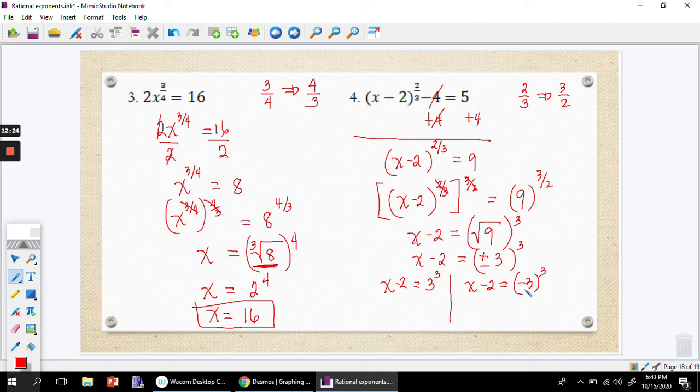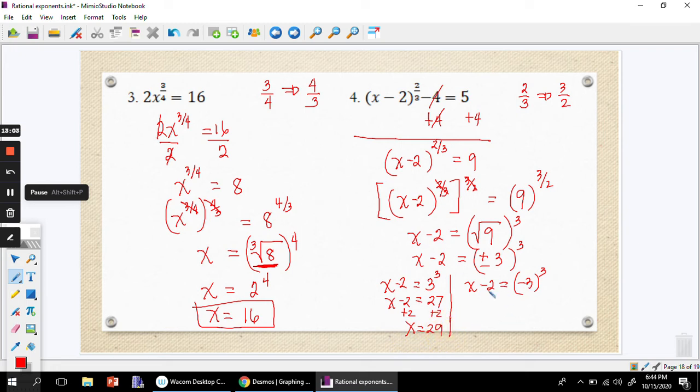Right? I put parentheses for negative 3 because negative is also raised to 3. So that's negative times negative times negative. So add this by 2. Okay, not yet. So we have to simplify 3 raised to 3. So that will be x minus 2 is equal to 3 times 3, 9 times 3 is 27, right? Then add both sides by 2. X is equal to 29.